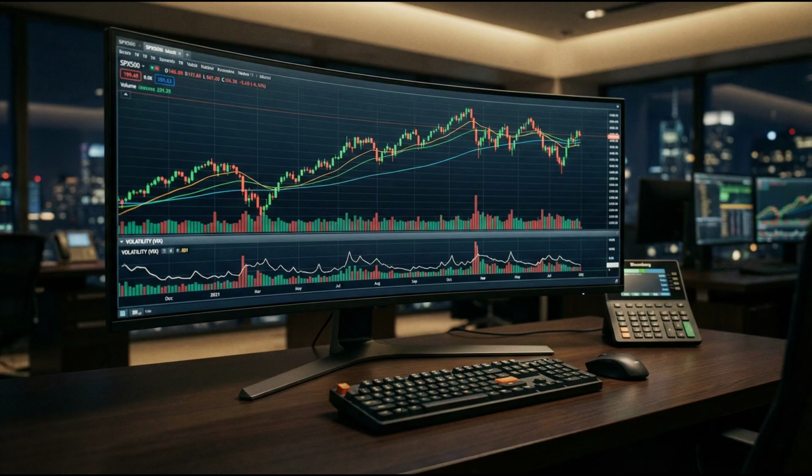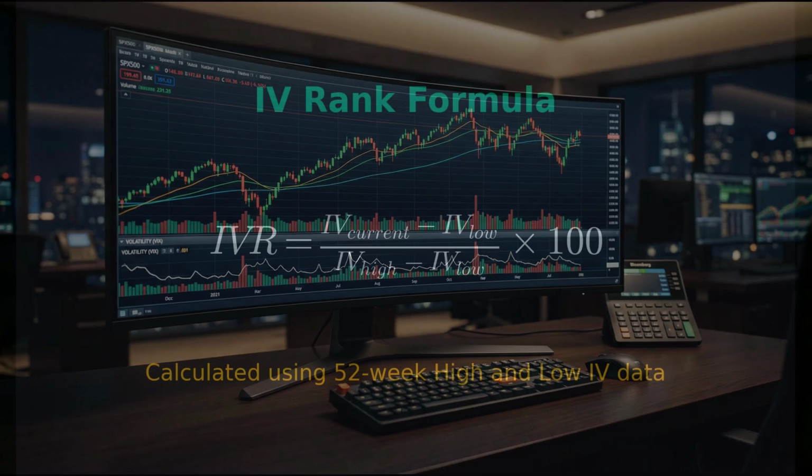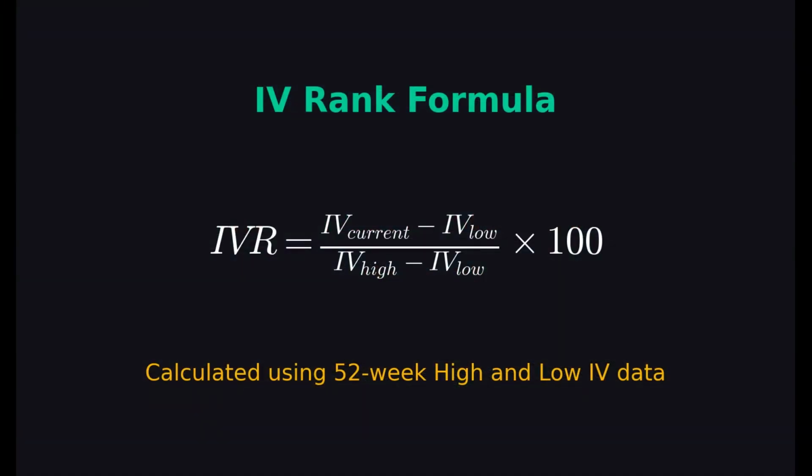To make informed trading decisions, we must compare current volatility against its own historical baseline using IV rank. IV rank, or IVR, normalizes implied volatility on a scale from 0 to 100 based on the last 52 weeks of data. By subtracting the 52-week low from the current IV and dividing that by the total yearly range, we determine exactly where current pricing stands relative to the past year's extremes.